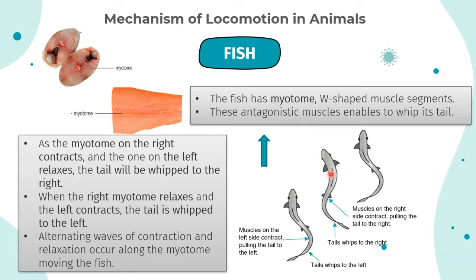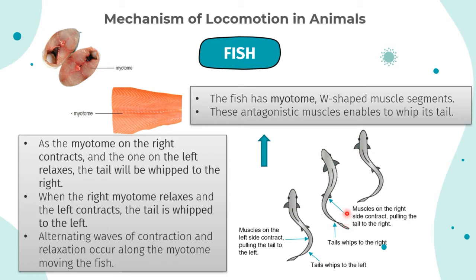Because they are antagonistic, when the right myotome contracts, it will be shortened, and then it will create a pull force that will pull the tail to the right. We can see here, the tail whips to the right.